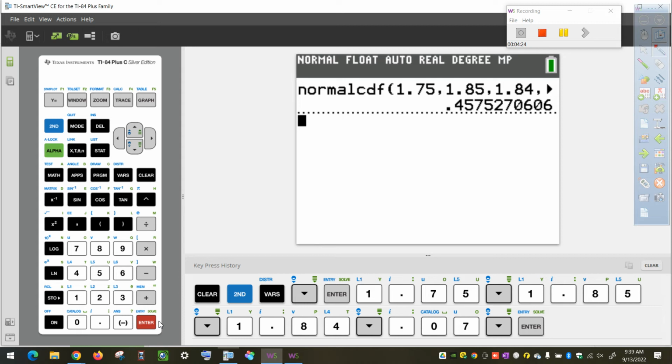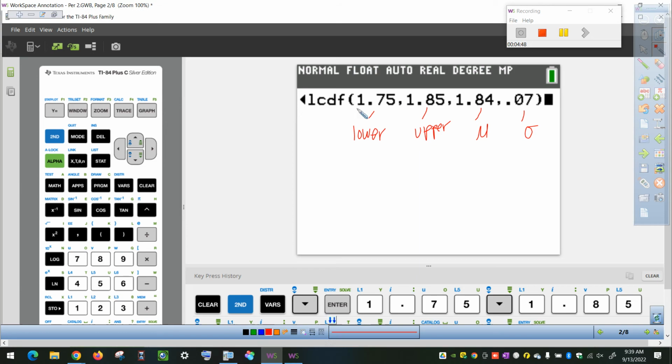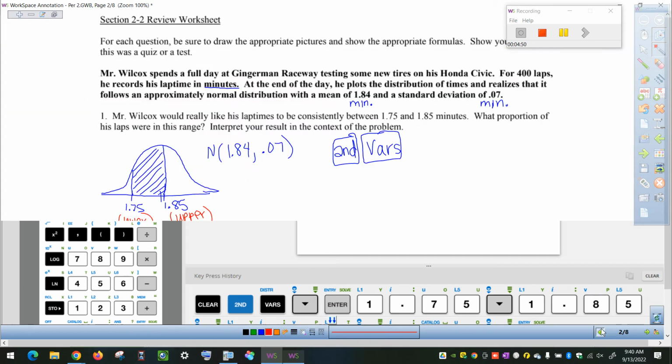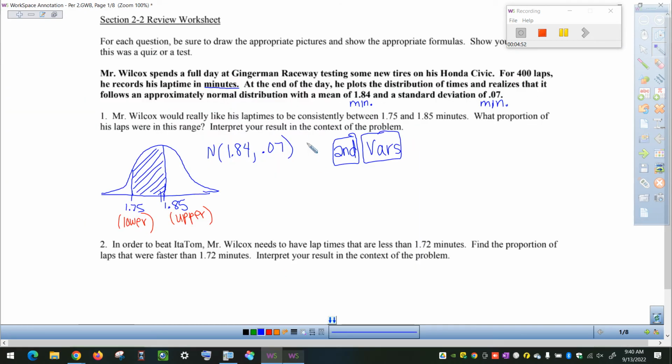Because this was shading in between, this is actually saving us quite a bit of time because it's already done the bigger area and it subtracted the lower area. And our final answer here is that it's about 45.75% of the time.